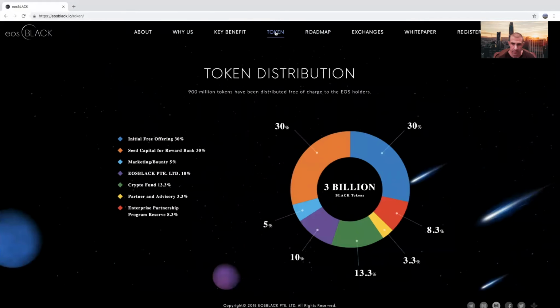There is a 3 billion maximum supply of EOS Black tokens, where the initial free offering was 30%. Another 30% was seed capital for the reward bank. Marketing, of course, the EOS Black PTE Limited, which I'm assuming is the EOS Black Foundation. Crypto Fund, 13.3%. Partner and Advisory, 3.3%. Enterprise Partnership Program Reserve, 8.3%. I'm assuming that's for creating partnerships, and you can see the breakdown under the token distribution page.